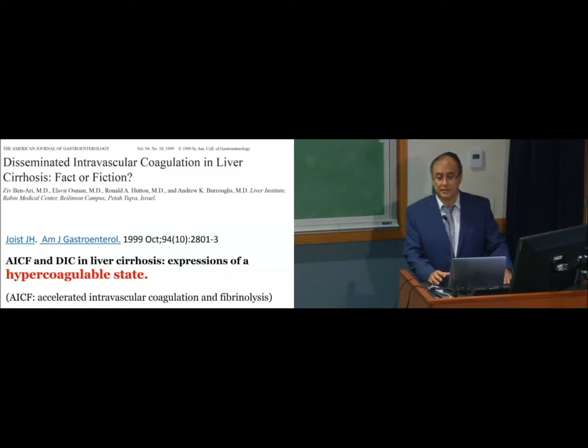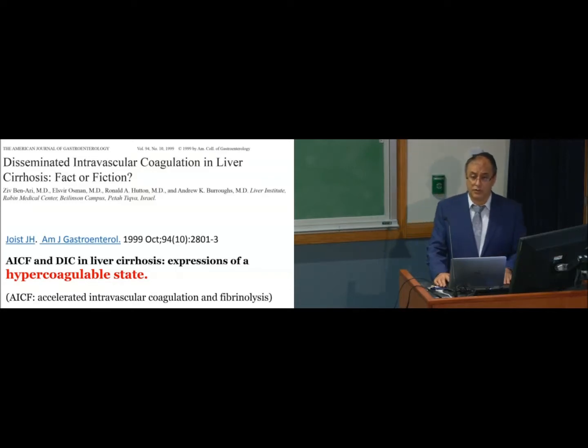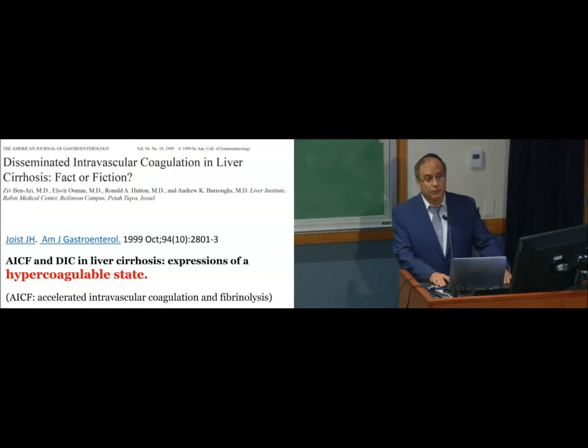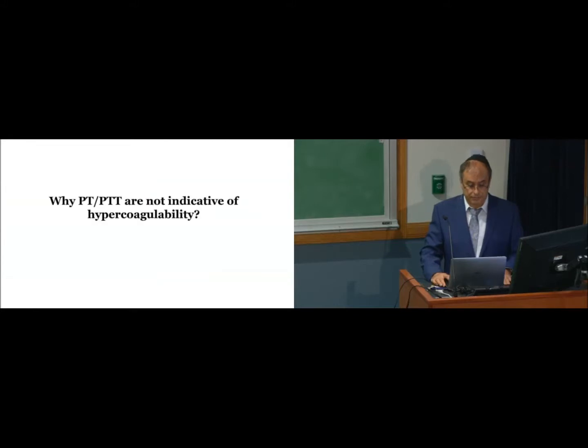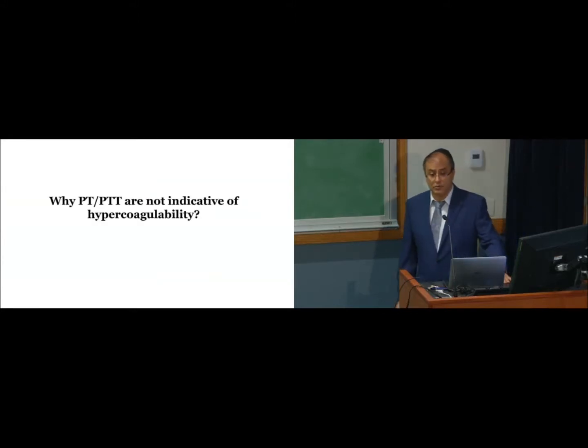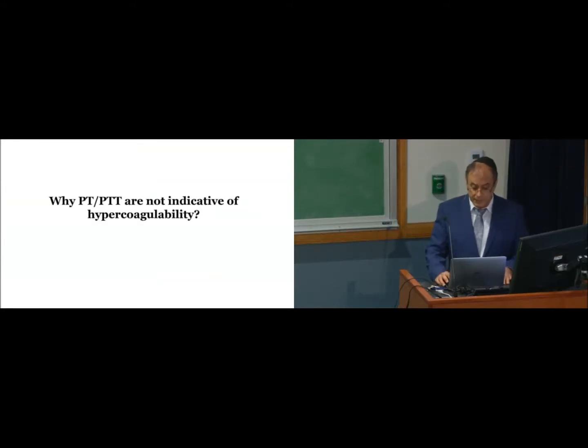He reasserts the role of intravascular coagulation in cirrhosis, and with a prescient statement, he attributes it to the hypercoagulable state of cirrhosis. To the best of my knowledge, this is the first reference to cirrhosis in our literature as a hypercoagulable state. But if so, why are the PT and PTT indicative of hypocoagulability, not hyper?